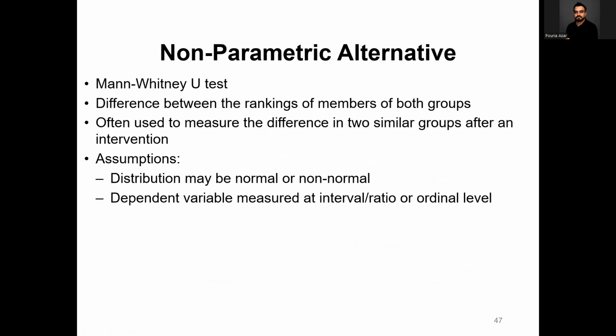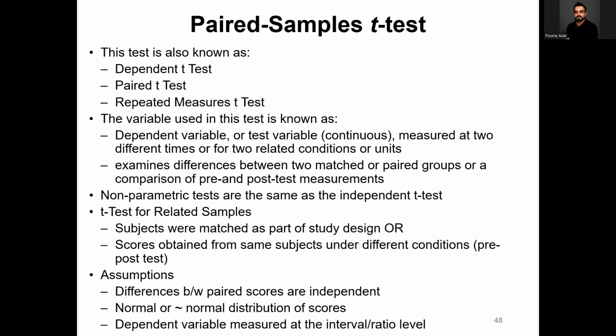The non-parametric alternative for the independent sample t-test is the Mann-Whitney U test. The assumption is that the distribution may be normal or non-normal, and the dependent variable is measured at interval, ratio, or ordinal level.